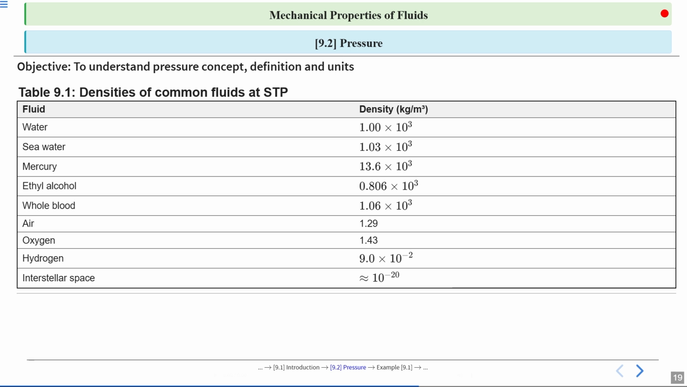For example, mercury is much denser than water, with a density of 13.6 × 10^3 kilogram per meter cube. This means that mercury will exert more pressure than water at the same depth. Understanding these differences is key to predicting how fluids will behave in different scenarios. So water has a density of 1 × 10^3 kilogram per meter cube, and interstellar space approximately 10^-20.